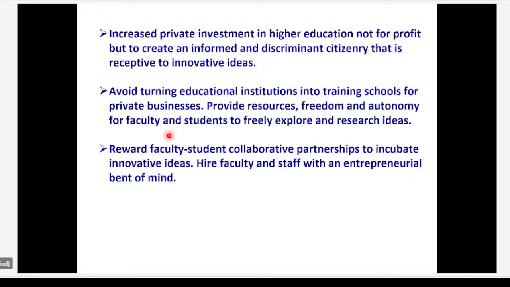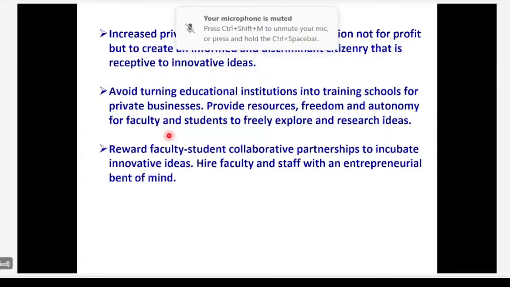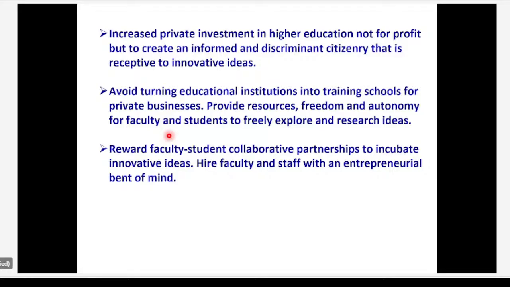It's a very fine balancing act that you want to involve industry more and more in your academic work, but at the same time, you want to have your own autonomy and independence as academics. You don't want to become a training school for this company or that company. So that fine balance has to be maintained.